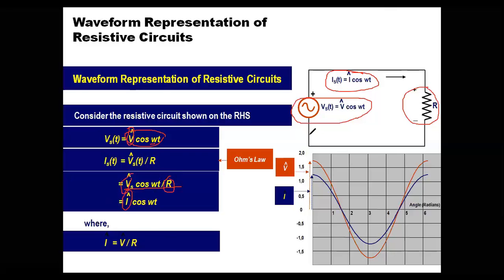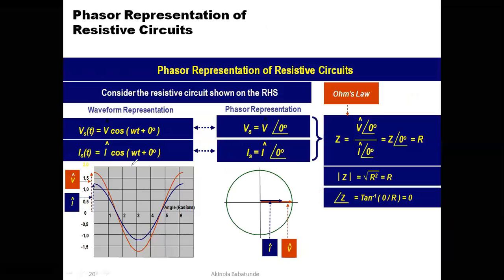So what you can see here is what the graph looks like. You can see the orange color represents the voltage graph, the blue color represents the current graph, while on the horizontal axis here we have the angle in radians. Now, what you will see here is that for the waveform representation, there is no phase shift, because all we are dealing with is just a resistive circuit.